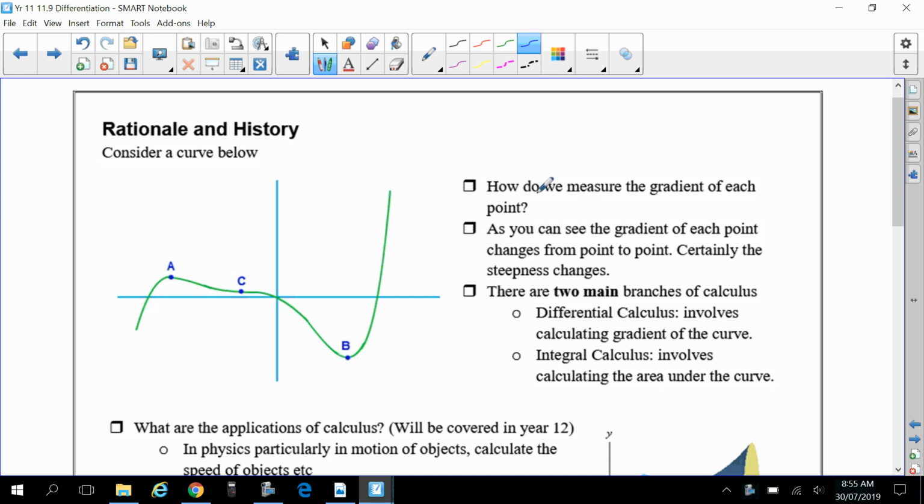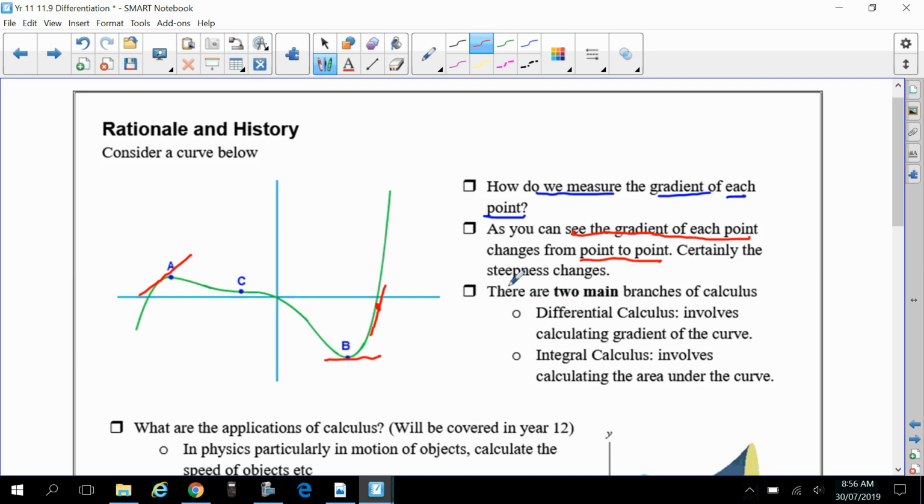So the question is, how do we measure the gradient at each point? What do they mean by gradient? How do I find the gradient here? Draw the tangent. How do I find the gradient here? Obviously that's 0, but what's the gradient there? It keeps changing. As you can see, the gradient changes from point to point.